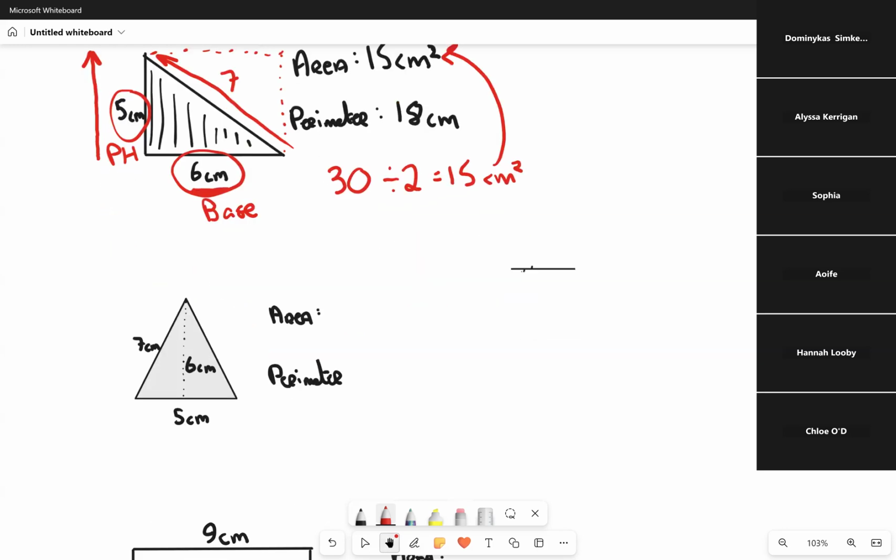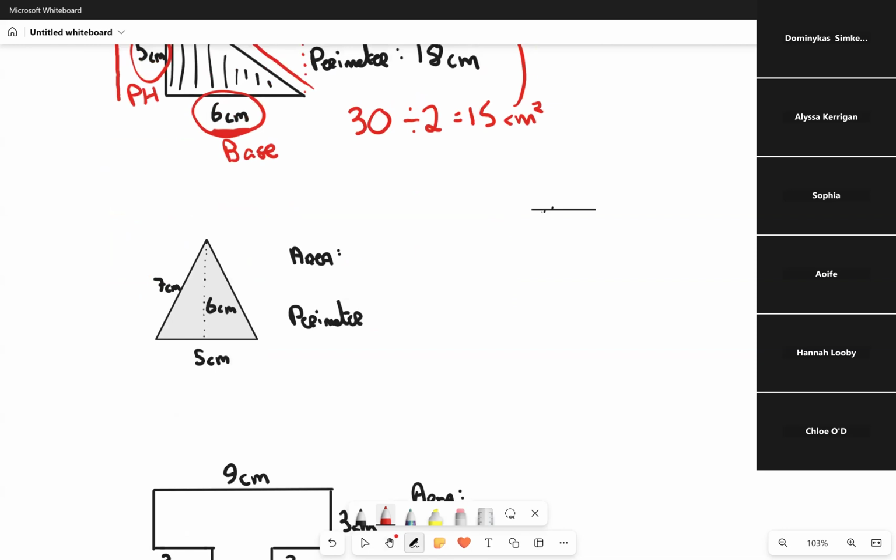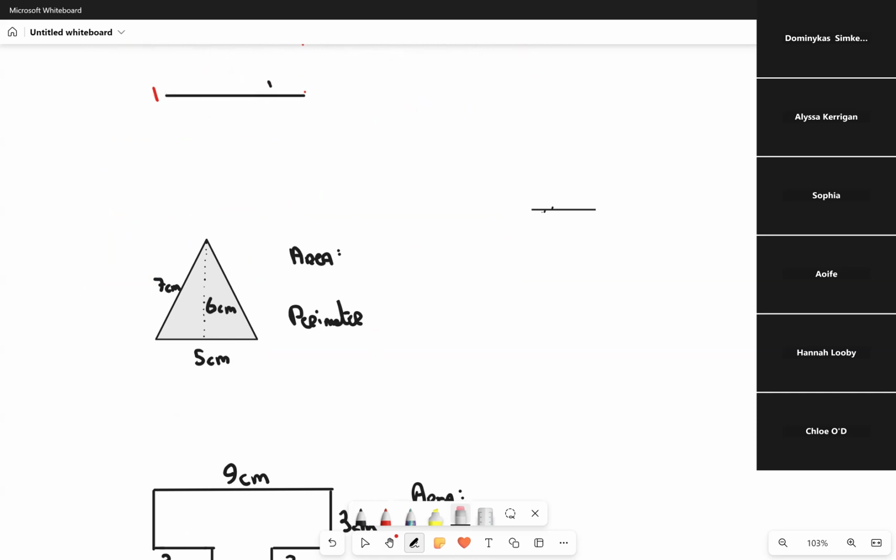Right, let's keep going. This triangle here. Can we have a go at the perimeter? Okay, off you go, lads. You're saying 21 for the perimeter.